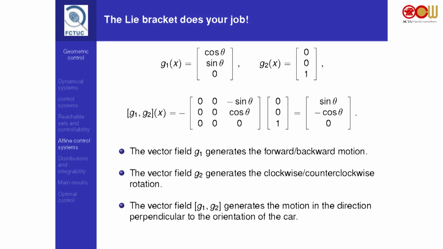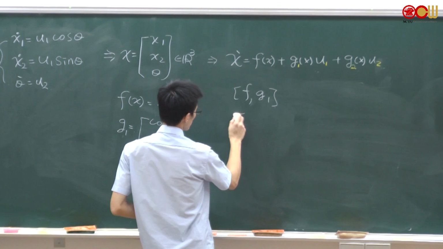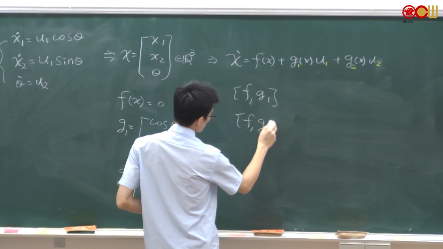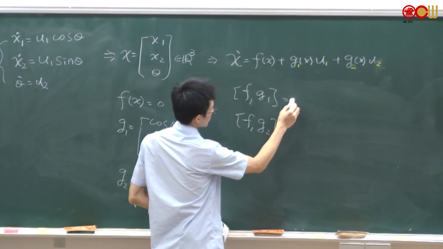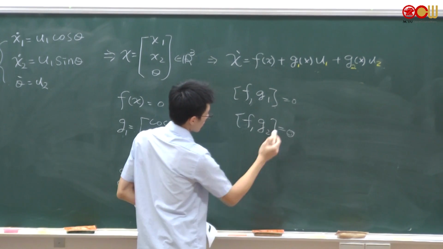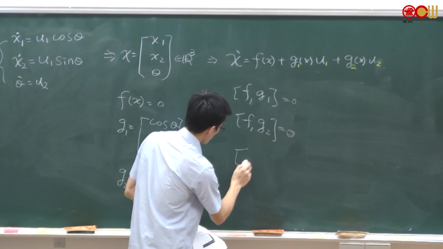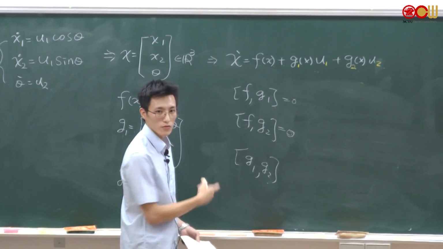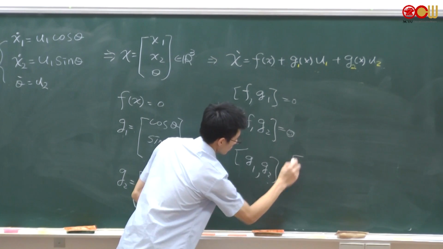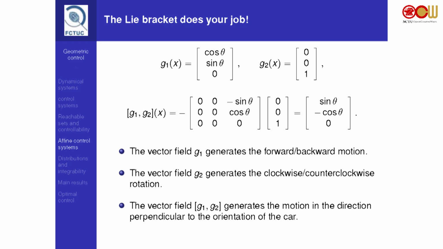But if that's fine, let's see here. So we have try F G1. You might also want to try F G2. But because F is 0, no matter how you try, it will be 0. So you might need to try G1, G2 rather than put F in here. So for G1, G2, if you follow the same procedure, you will get a sine minus cosine 0.